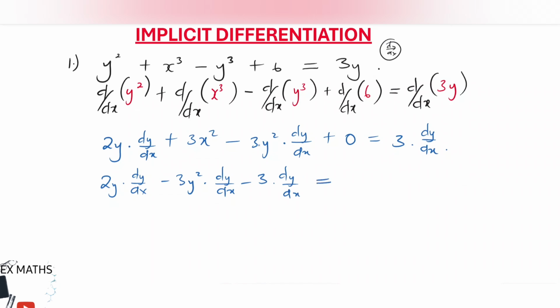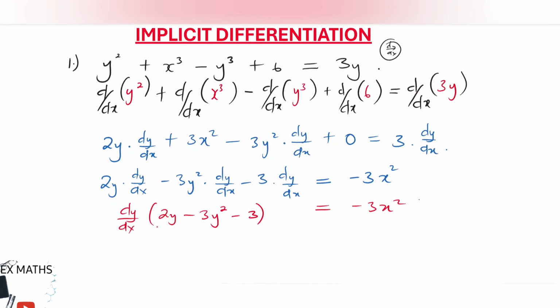is equal to, we take this one, the 3x squared doesn't have dy dx, so we take it to the right, so that is going to be negative 3x. Then we are going to factorize the dy dx, so that is going to be dy dx, open bracket, 2y minus 3y squared minus 3 is equal to negative 3x squared.